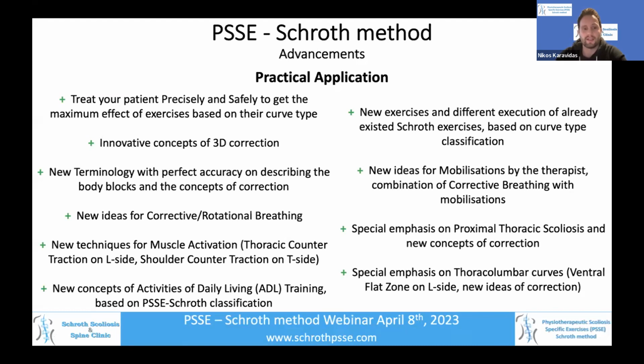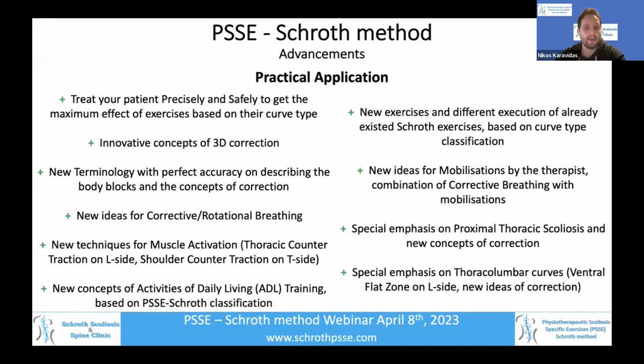New concepts also for activities of daily living training, which should be, again, curve pattern specific and is different, for example, when you have 3C plus and you have 3C minus. This is quite an advancement from our school. We have new exercises and different execution of already existing Schroth exercises based on the curve type classification, new ideas for mobilizations, and we combine a lot of corrective breathing with mobilizations.